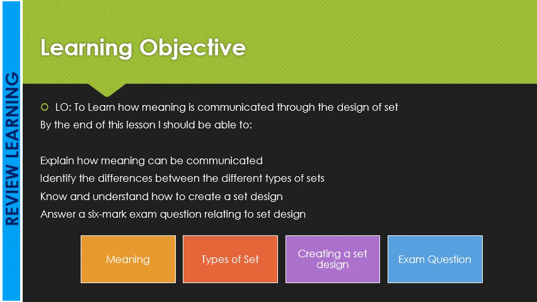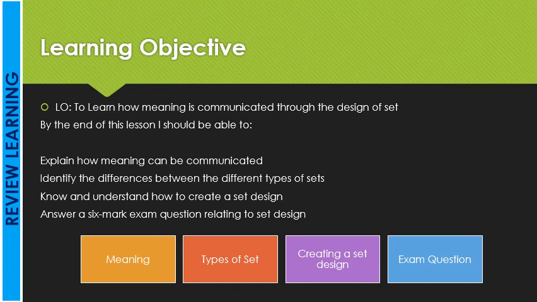We spoke about meaning at the very beginning when I gave you some information of how meaning can be communicated in general in a performance, but then I also spoke specifically about what type of meaning could be communicated in a set design, and I also spoke about that word semiotics. Identify the differences between the types of set: we spoke about a naturalistic set, non-naturalistic set, and a composite set. Know and understand how to create a set design: hopefully you watched the second video, which showed you what to include and how to draw it. And finally, answering a 6-mark exam question relating to the set design.